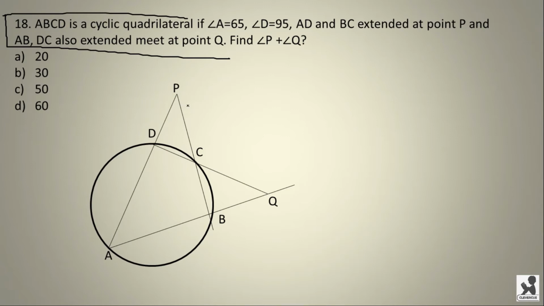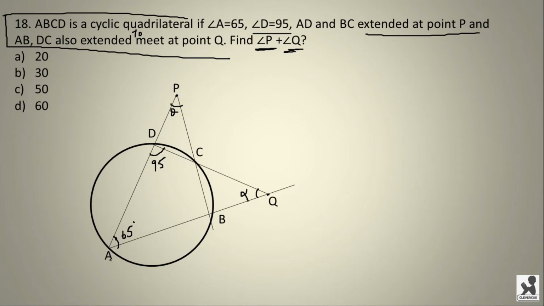So now ABCD is a cyclic quadrilateral. If angle A is equal to 65 degrees, and angle D is equal to 95 degrees, AD and BC extended meet at point P. So AD is extended and BC is also extended and they intersect at point P. And AB and DC also extended to meet at point Q. Now we have to find the sum of angle P and angle Q. So let us name this angle as theta and this as alpha.